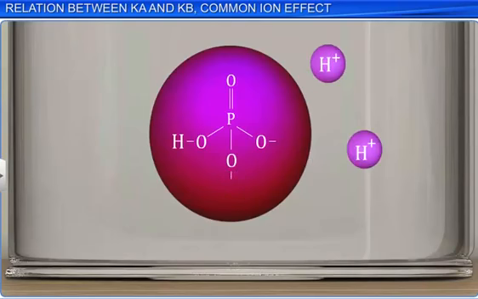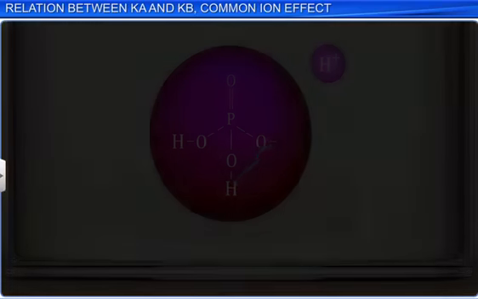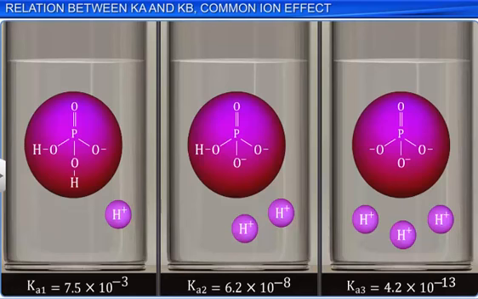Due to the electrostatic forces, it becomes difficult to remove a positively charged proton from the negative ion. Hence, for a polyprotic acid, the higher order ionization constants are smaller than the lower order ionization constants.